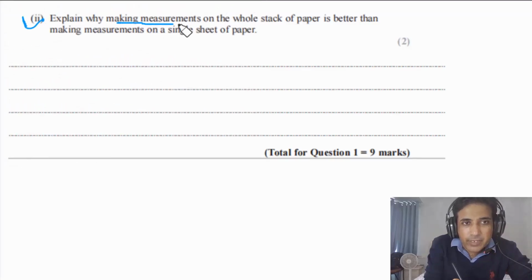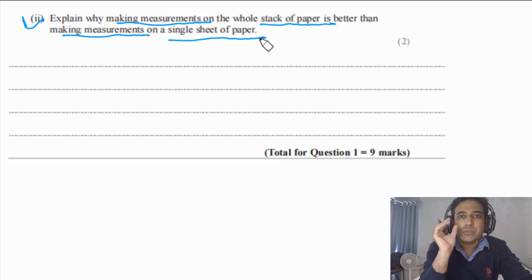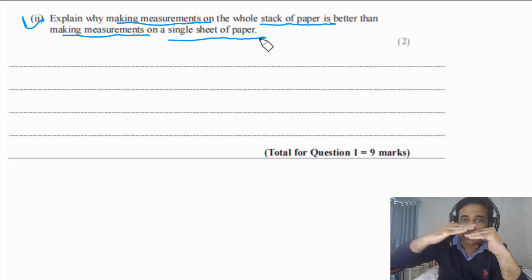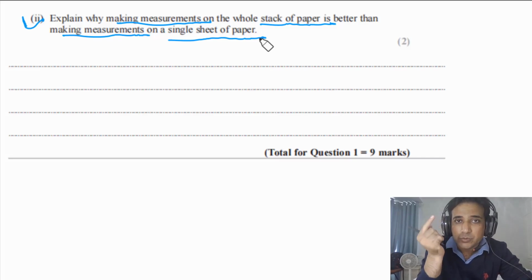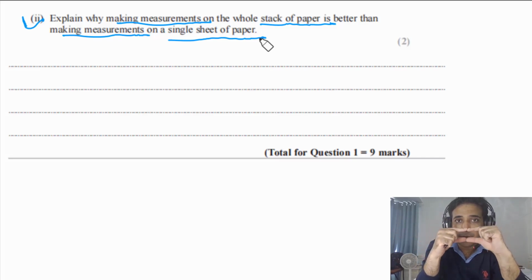The second part says explain why making measurements on the whole stack of paper is better than making measurements on a single sheet of paper. We have already discussed this. If you need to find the thickness of one sheet of paper, it's better to have many sheets placed on top of each other, and then you can determine the thickness of one sheet. That method is better than just using one sheet of paper. Now let's try to understand why a stack of sheets is better for measuring the thickness of one sheet.